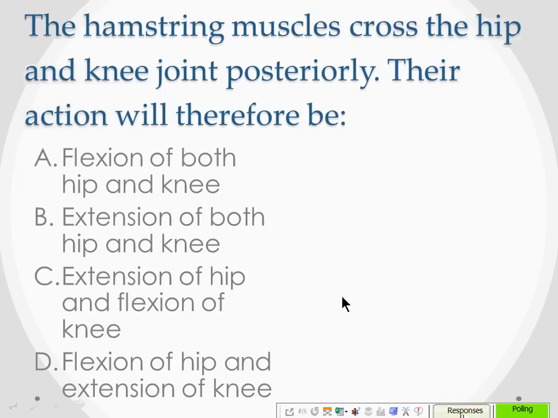Okay, now think of this one. You've all heard of the hamstring muscles, right? And remember where the rule changes. Here I'm telling you that the hamstrings cross the hip joint posteriorly and the knee joint also posteriorly. So what would their action be? Think about it. Remember I told you from the knee onwards the rule changes, but above the knee it remains the same for everywhere in the body. So there's a little twist over here. See what these muscles will do.